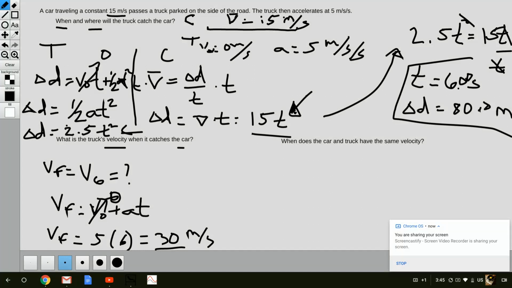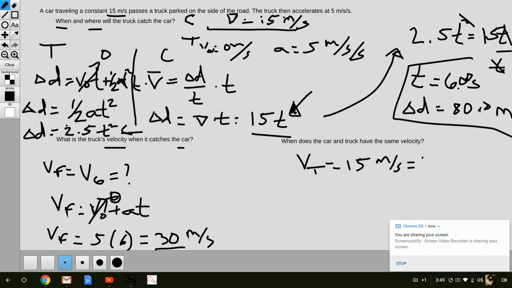Mathematically, it has to be there. So this is your built-in check to know whether or not you got it right or got it wrong. Okay? Now, come over here to when does the car and truck have the same velocity? So now what we're trying to do is find when the velocity of the truck equals the velocity of the car, which is 15 meters per second.